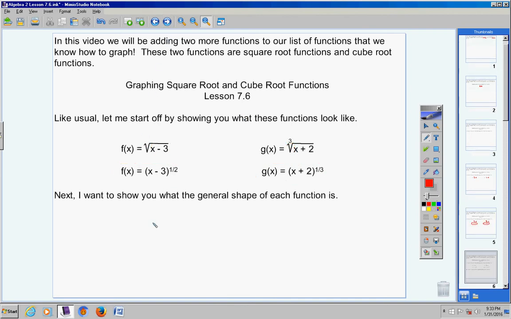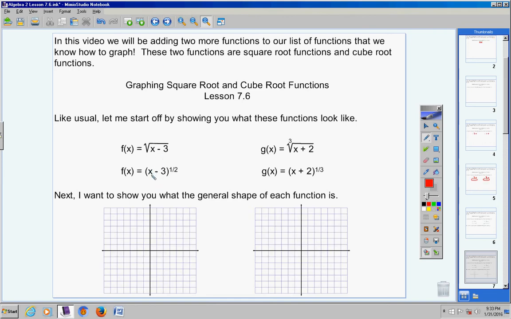Alright, look it over, make sure you get this. Now, I want to show you what the general shape of each function is. So please take really good notes on this. You need to know this. Alright? Let's start with a square root function. I'm going to give you a lot of comments. I will tell you what to write down, but please listen and write it down.